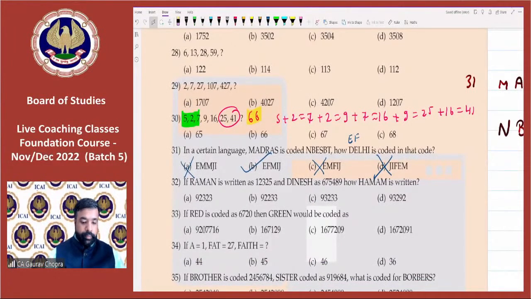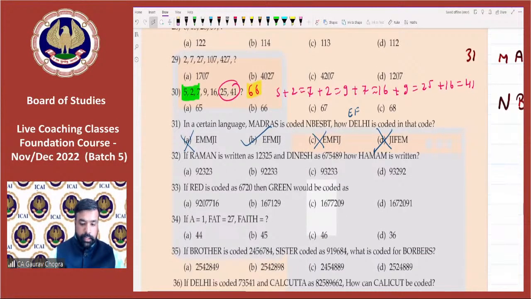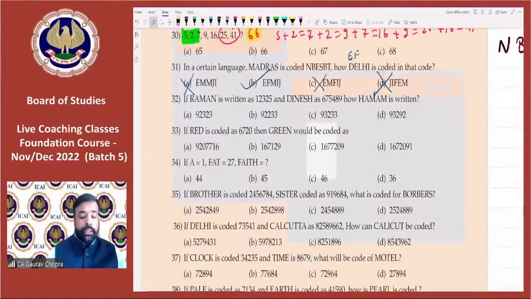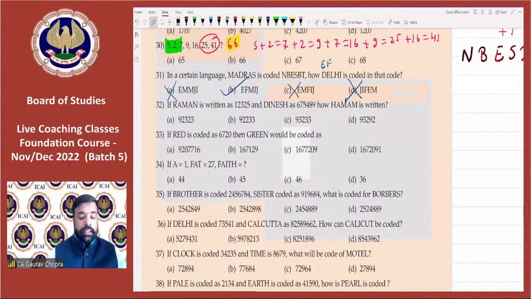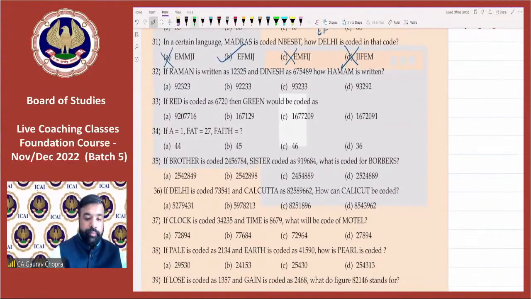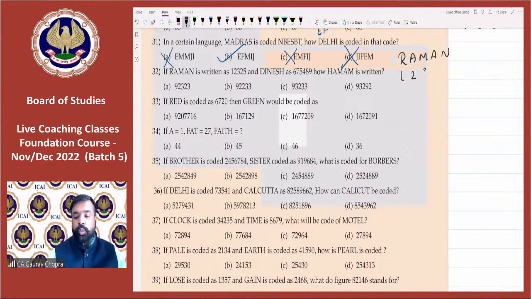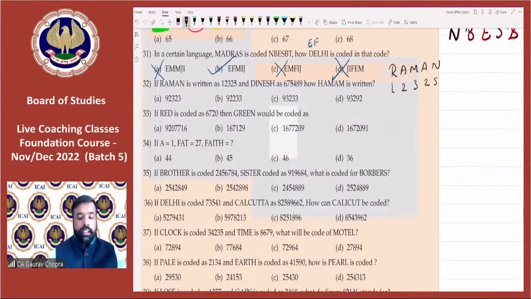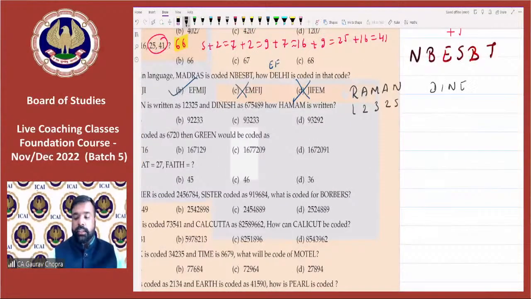Next one is 32. We can try. In 32, Raman is coded as 1, 2, 3, 2, 5. Dinesh is coded as 675489. Then what should be the code for hammam? What should be the code for hammam? We can extract directly from these two words and get the result.